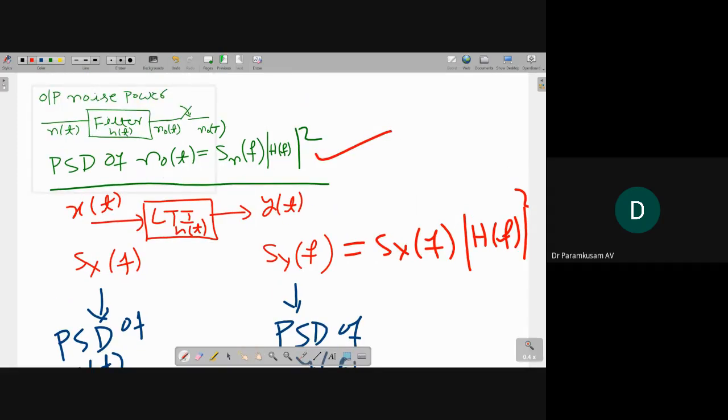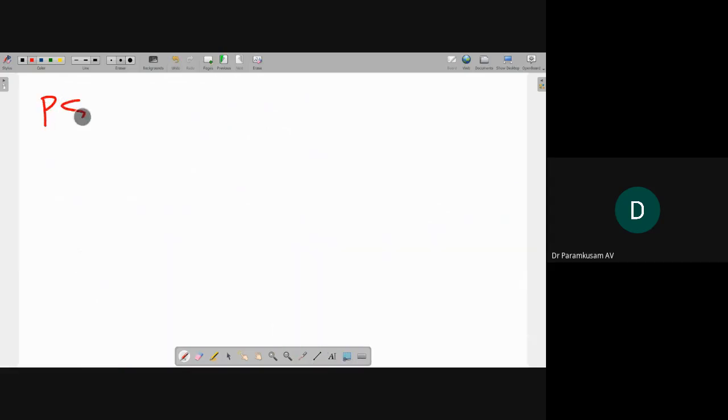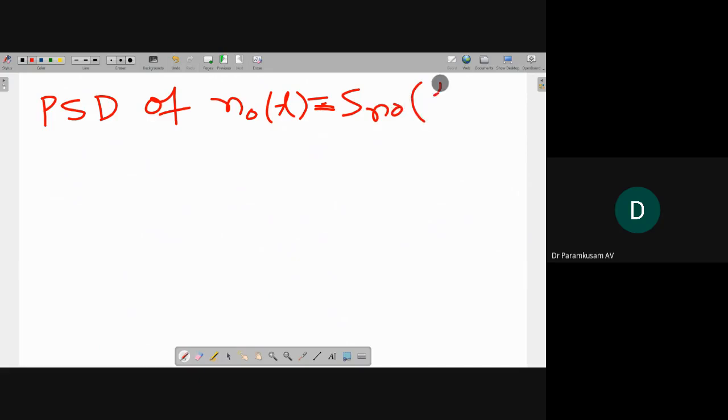Here, what is the output? n naught of t. What is the input? n of t. The power spectral density of n naught of t is equal to the power spectral density of the input into mod H of f whole square. That is the power spectral density of n naught of t: S n naught of f is equal to S n of f, the power spectral density of n of t, into mod H of f whole square.